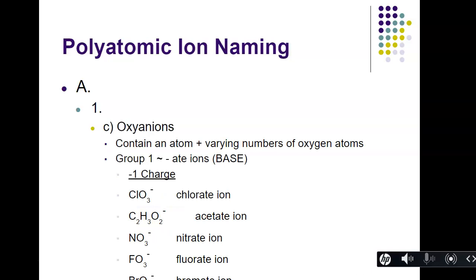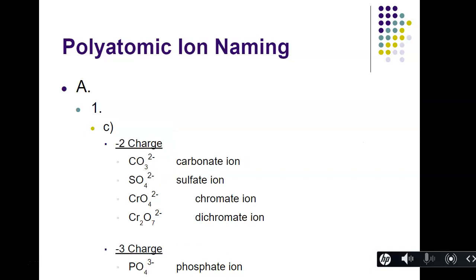Then we have a huge group called oxyanions. Now, all of these are going to be negatively charged ions, so they're anions, and they're all going to contain oxygen. Okay, all of these are -1 charges. Chlorate, acetate is a weird one, nitrate, fluorate, and bromate. Now, my slide kind of went off the bottom, so just know that anything that chlorine can do, all of your other halogens can do as well. So chlorate, you're going to have fluorate, bromate, and iodate, and they're all going to be relatively similar.